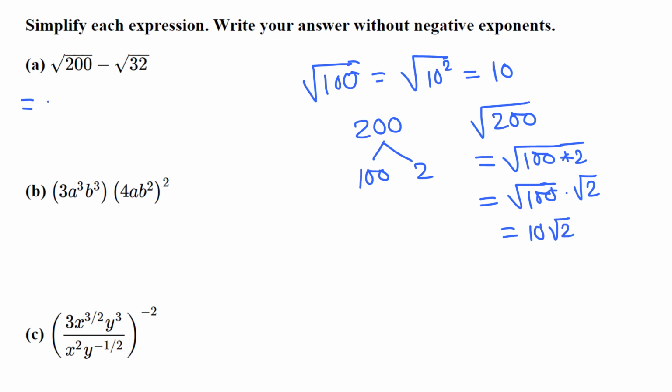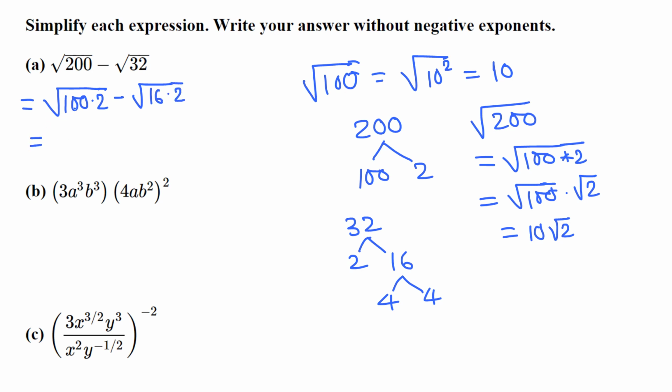So let me show that here. Square root of 100 times 2 minus square root of 32. Let's find factors of 32. 2 times 16. Oh, we know 16 is 4 times 4. That means 16 is a perfect square, so we don't have to go to any smaller factors. 4 times 4 is 16, times 2. So I can write 32 as 16 times 2.